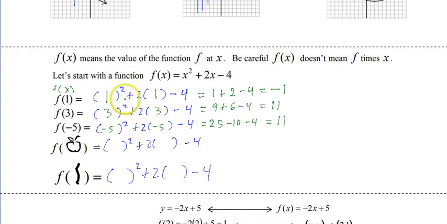And if you see these two, that's what you get. So f of 1 is -1. F of 3 is 11. F of -5 is 11. If you think, oh, we got a repeater. No. Remember, it's the x's that cannot repeat. And here's the reason that you can see that there's no repetition.